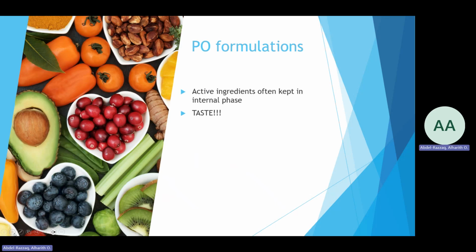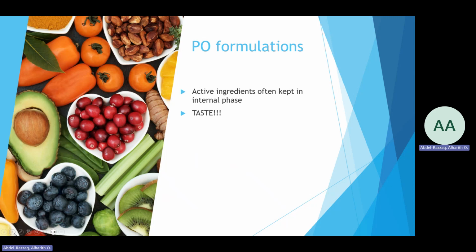So now let's talk about emulsions and oral formulations. Think about with the oral formulation, we want our active ingredients to be kept in the internal phase. Why do we want to do that? Mainly because the internal phase is going to be dispersed in the external phase, and the external phase is where we're going to taste things.